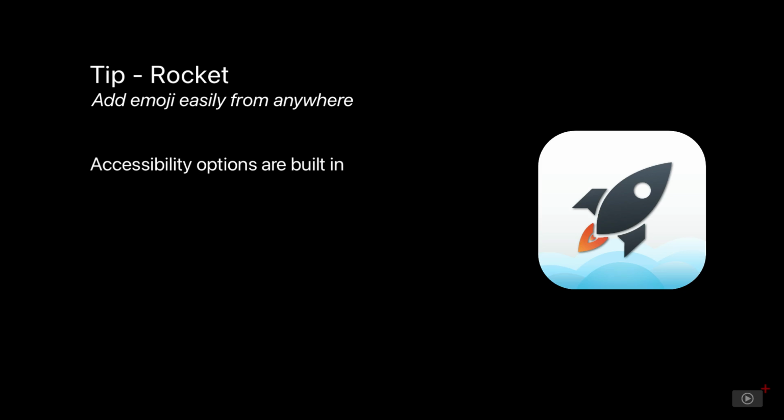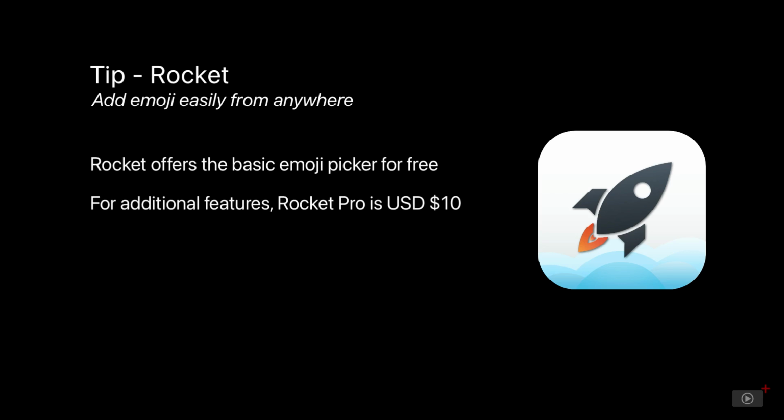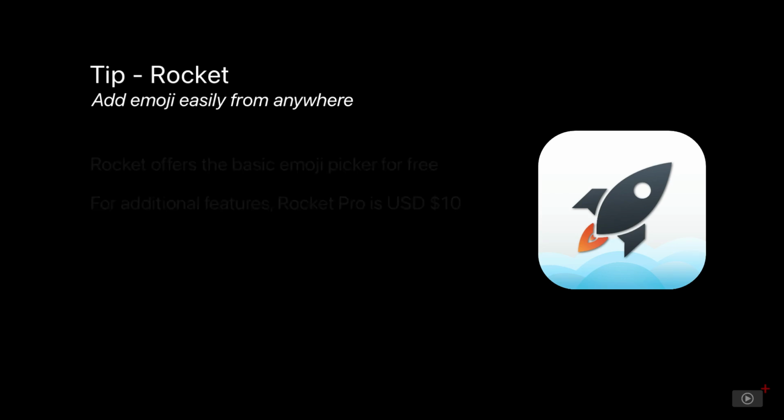to the in-app preferences. Now, the basic emoji picker in Rocket is free, but if you want to use any of the other features like storing images or GIFs, you will need to sign up for Rocket Pro, which is a one-time purchase of $10 US. If you've been looking for a way to infuse a little bit more fun into your text-based messages, but dislike the built-in emoji search on the Mac, Rocket is a great option.